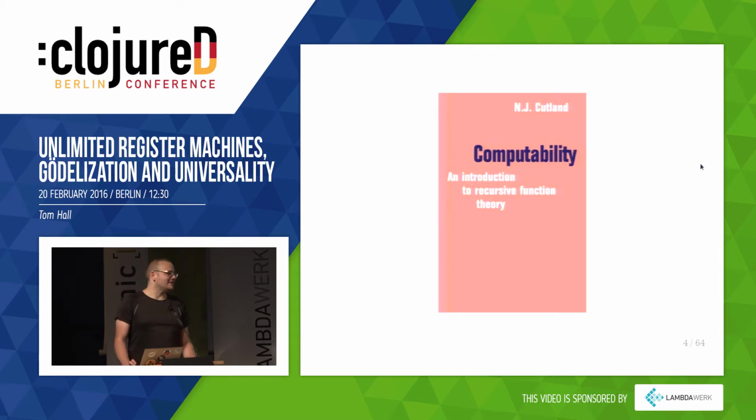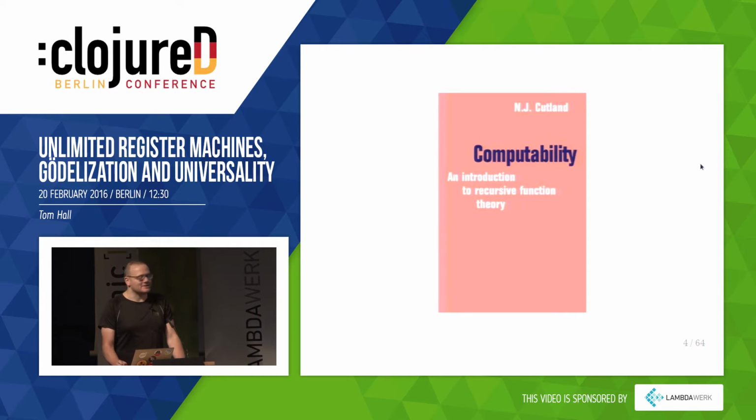But what I'm going to be talking about today is unlimited register machines, and I'm going to show you a concrete implementation of the universal unlimited register machine in Clojure. I originally came across this idea in a book by Nigel Cutland, An Introduction to Recursive Function Theory. Unlimited register machines are a formalism a bit like Turing Machines, or perhaps the Lambda Calculus, for describing computations. They're simpler. The version of an unlimited register machine that Cutland uses is different from the one I'll be talking about today.